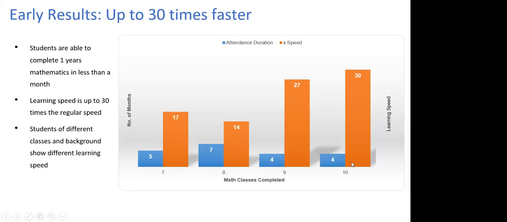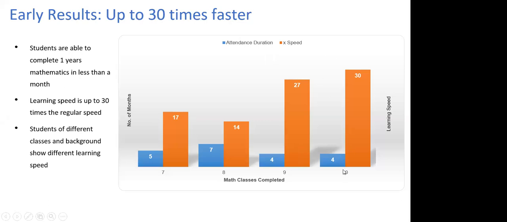Here we have 9th and 10th standard data. You can see students have taken less time as compared to these two. The reason being, these students joined in class 9th and they are a little more mature, so they took less time to complete the early classes. So on an average in 9th standard, students have taken 4 months to complete 9 years of mathematics, and their speed is about 27 times the average learning speed.